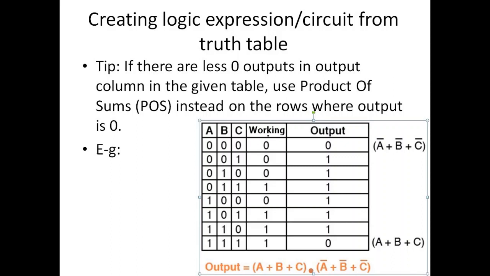Okay, this is the main rule which you need to remember. If you have fewer zero outputs, then we go with product of sums. Otherwise, if we have fewer 1 outputs, then we go with sum of products.